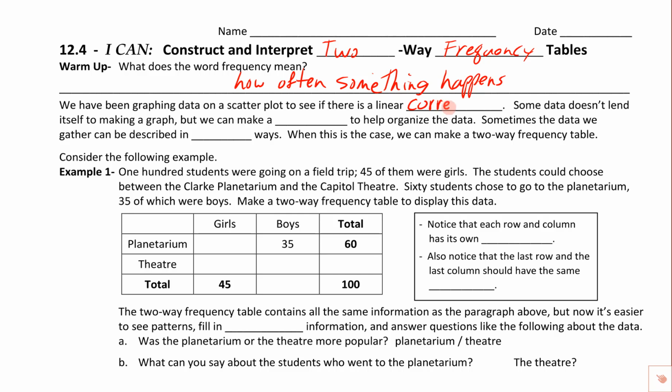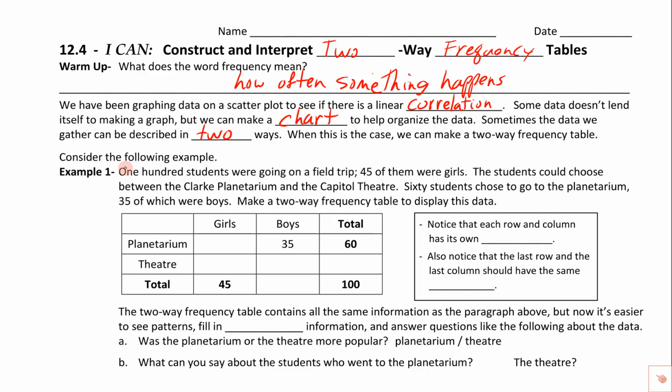Okay, we've been graphing data on a scatter plot to see if there is a linear correlation. That's what we've been dealing with lately. There is, however, some data that doesn't really lend itself to making a graph, but we can make a chart. And the nice thing about charts is they help us organize the data and potentially see patterns. So sometimes the data we gather can be described in two ways. When this is the case, we can make what's called a two-way frequency table.